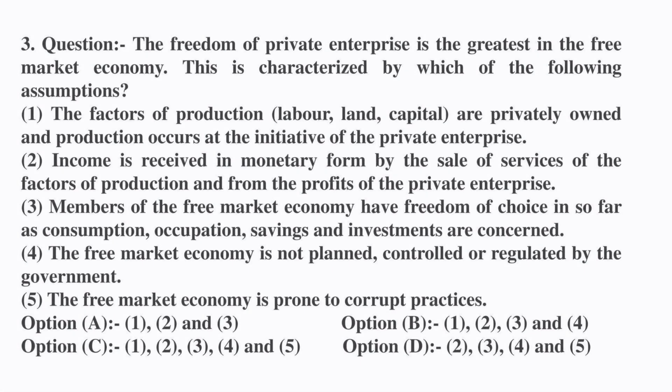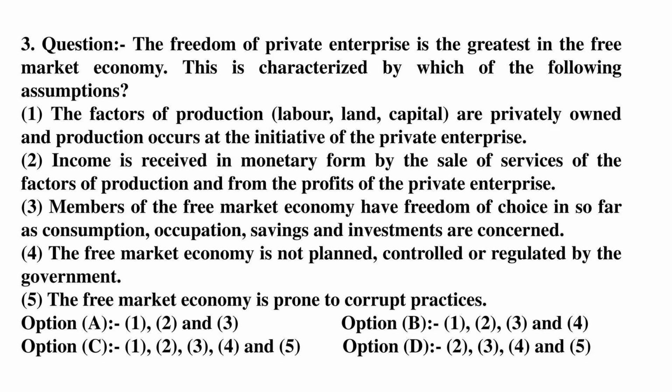Question number 3. The freedom of private enterprise is the greatest in the free market economy. This is characterized by which of the following assumptions? 1. The factors of production, labor, land, capital, are privately owned and production occurs at the initiative of the private enterprise. 2. Income is received in monetary form by the sale of services of the factors of production and from the profits of the private enterprise. 3. Members of the free market economy have freedom of choice insofar as consumption, occupation, savings and investments are concerned. 4. The free market economy is not planned, controlled or regulated by the government. 5. The free market economy is prone to corrupt practices.